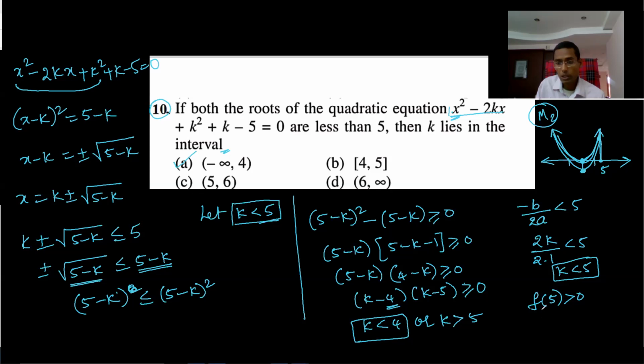So that means f of 5, what do you get? F of 5, we will go to next page.